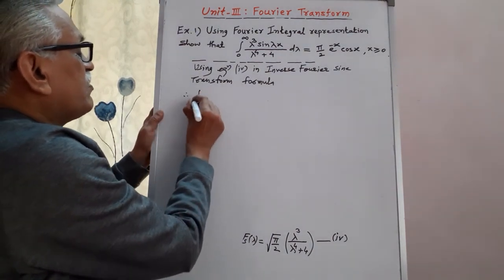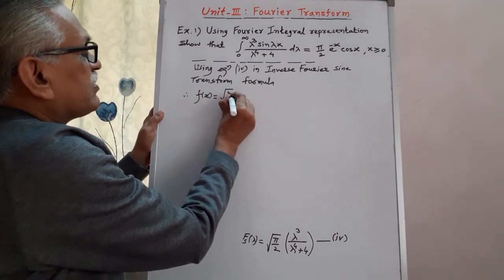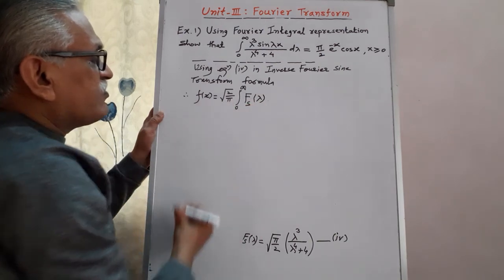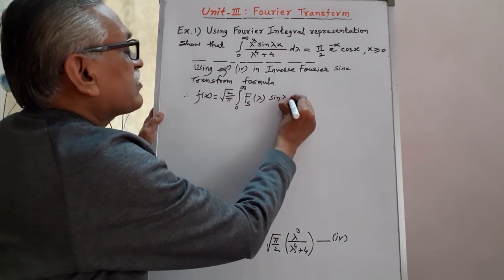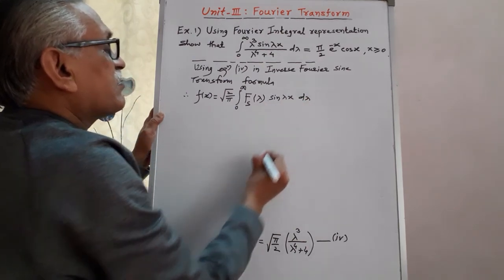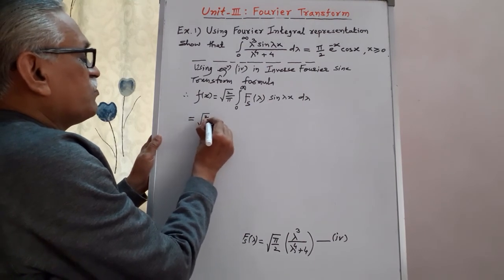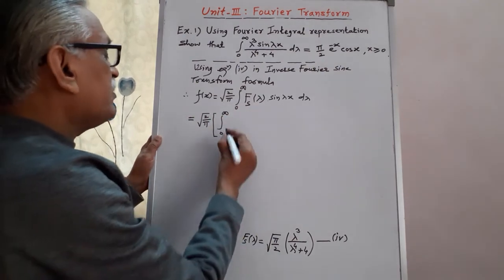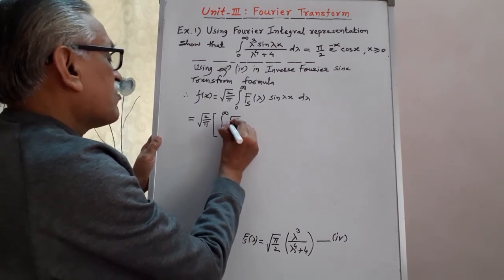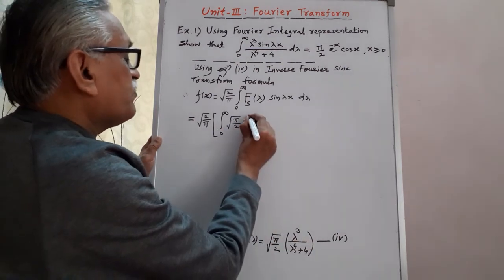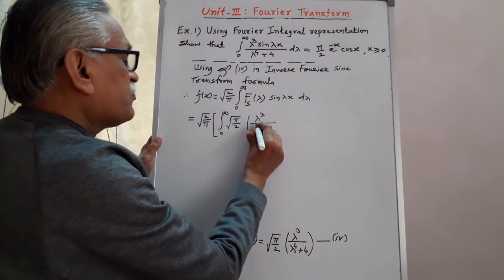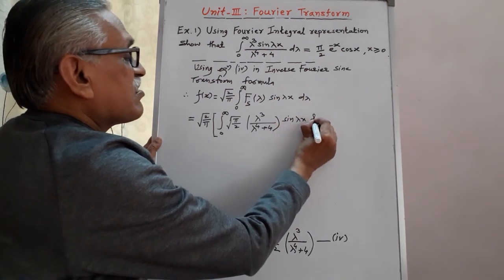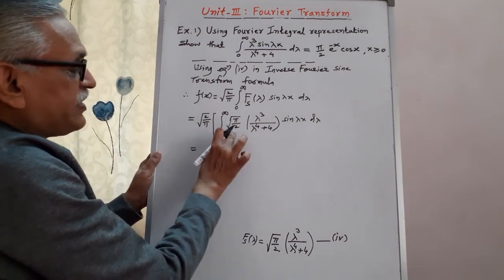and therefore we have f of x is equal to root 2 by pi integration from 0 to infinity Fs lambda, Fourier sine transform, into sine of lambda x d lambda, and therefore it is equal to root 2 by pi integration from 0 to infinity the value of Fs lambda as root of pi by 2 into lambda cube divided by lambda raised to 4 plus 4 into sine lambda x d lambda, and therefore this root 2 by pi cancels with this root pi by 2.